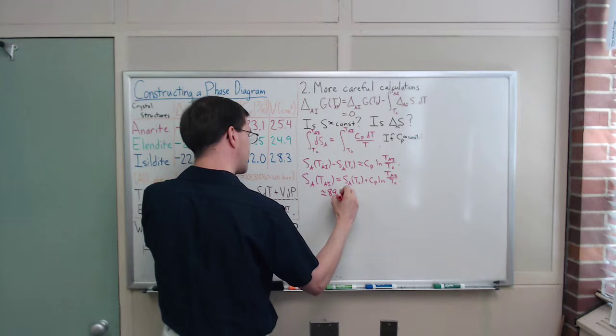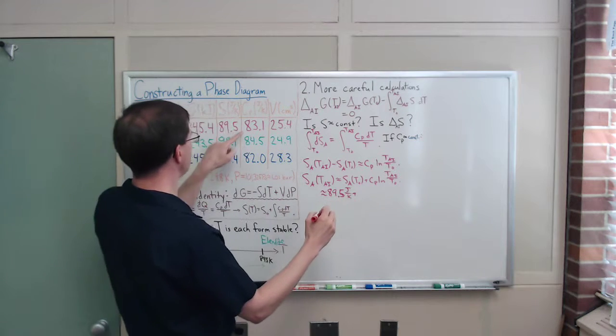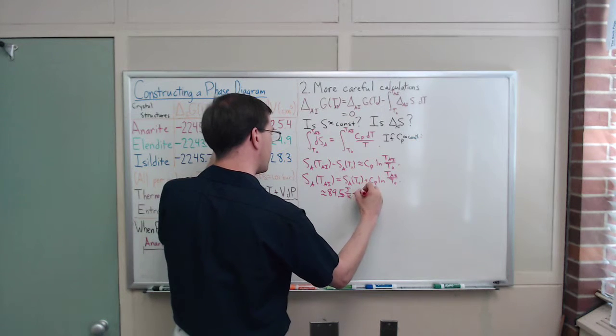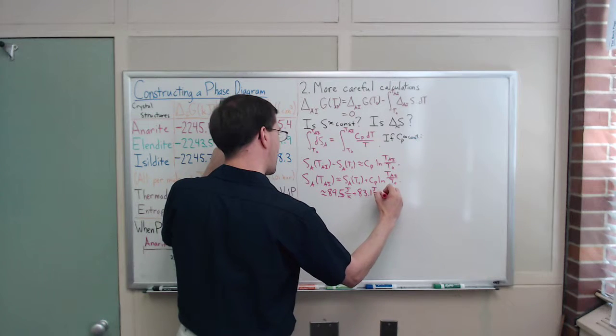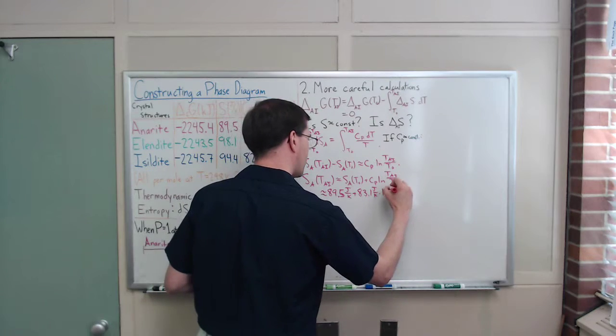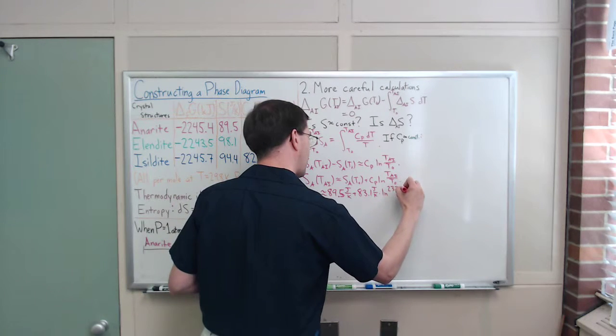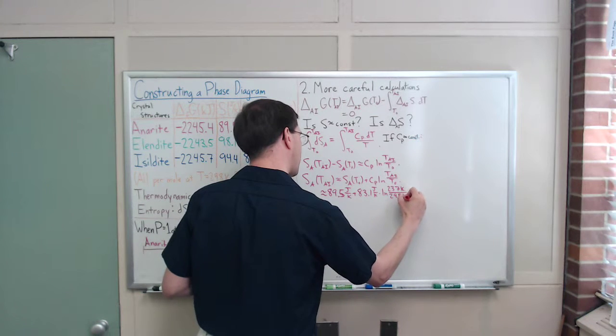That's a 5, really it is. Not a 6. 89.5 plus the Cp, which is 83.1 joules per Kelvin, times the natural log of the temperature, 237 Kelvin divided by 298 Kelvin.